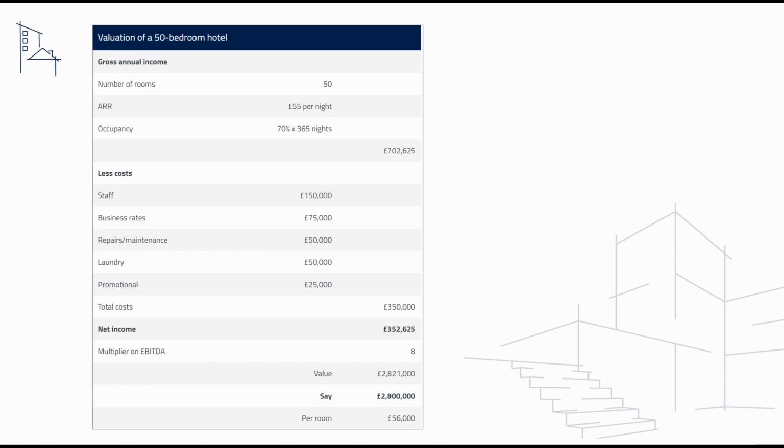The valuer has then adopted a simple multiplier on earnings, which should be based on evidence of transactions. In this example, the valuer has adopted a multiplier of 8. Note that the valuer has carried out a simple analysis by dividing the total value into the number of rooms. The valuation in this example therefore equals £56,000 per room.